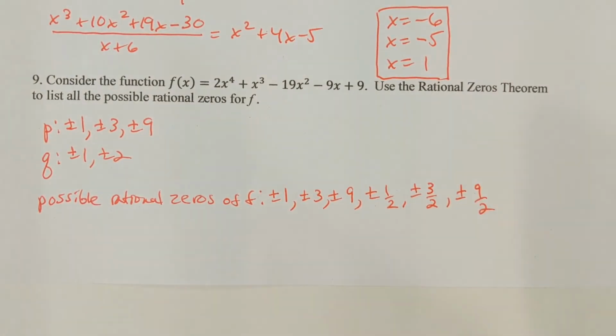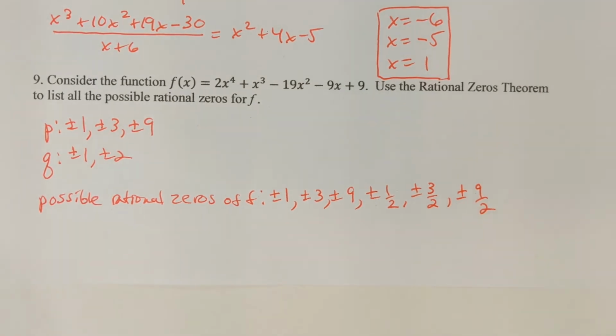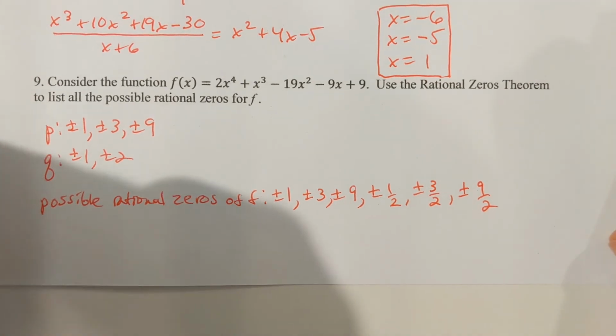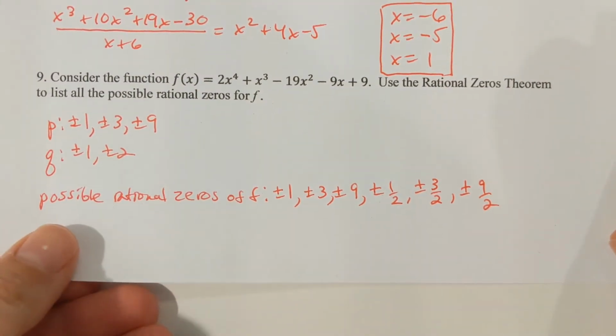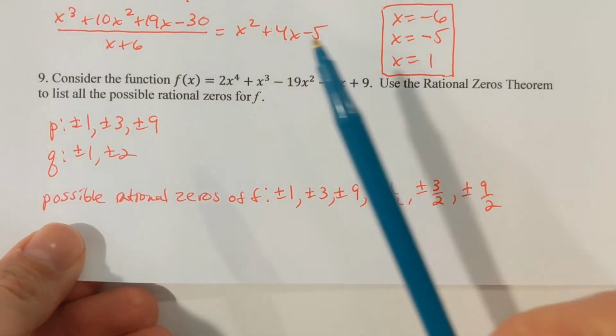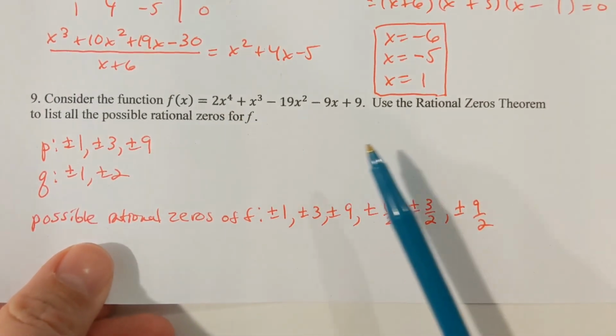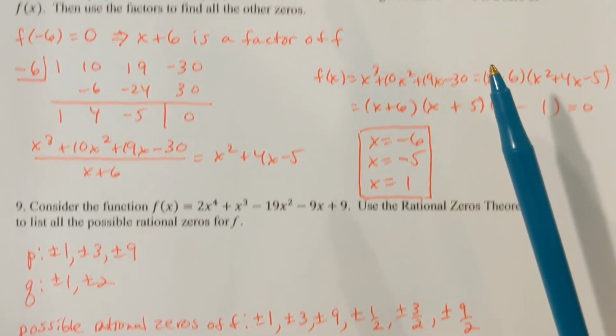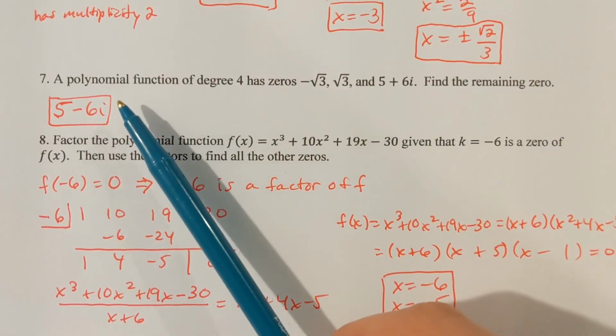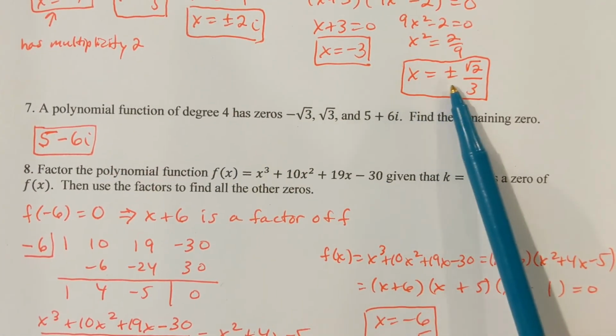Okay, problem 9 is the last problem here. It says to consider the function f of x that's given there, and we want to use the rational zeros theorem to list the possible rational zeros of f. Now, if we were to find the zeros, which I'm not going to do, there would be 4 of them, and we have no idea what these 4 numbers look like, okay? They could be nasty numbers that would be very difficult to get by guessing and checking.